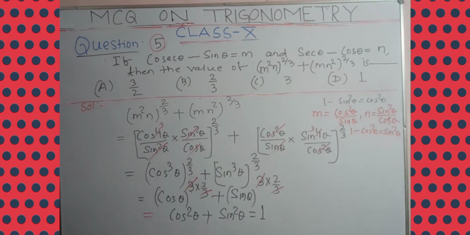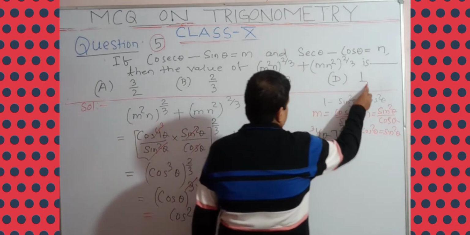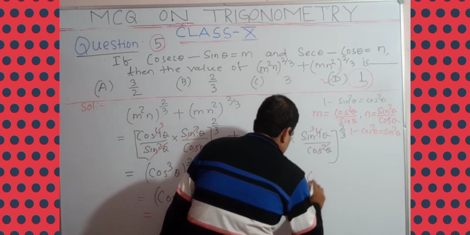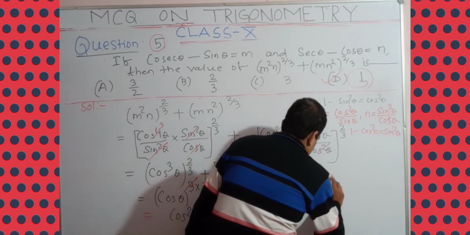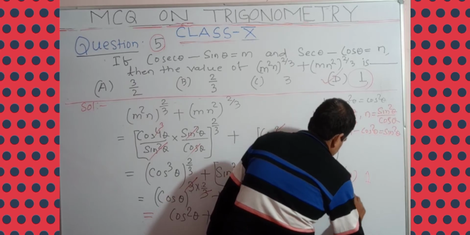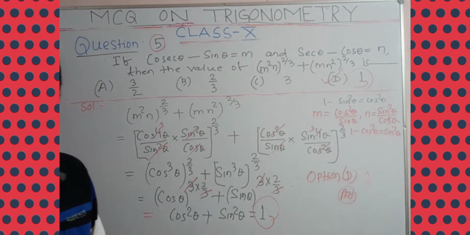Okay, understand? Hence here the correct option is what? D is the correct option. Hence we got, okay, the answer is option D. Okay, understand? Is it clear?